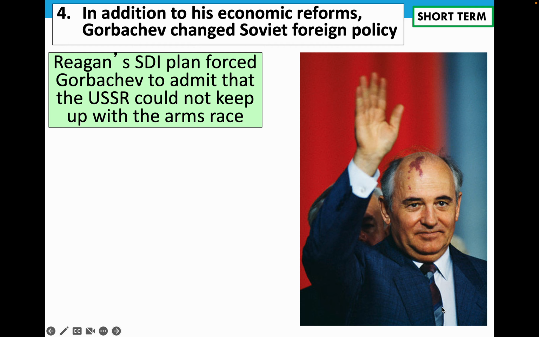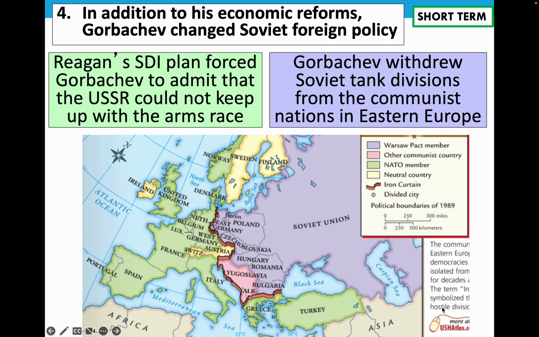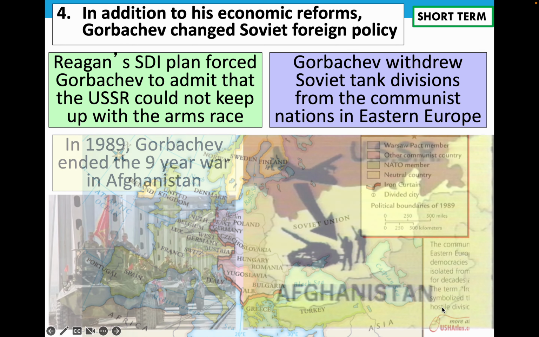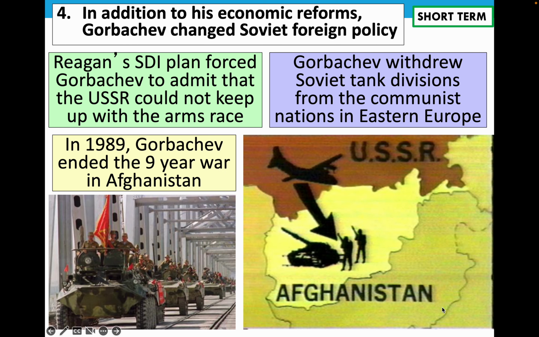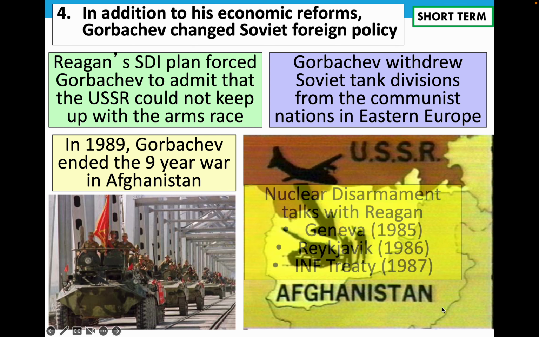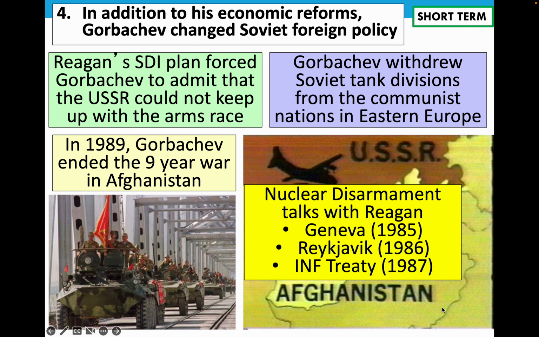Because after all, Reagan's SDI plan forced Gorbachev to admit that the USSR could not keep up with the arms race, which is why Gorbachev decided to withdraw tanks from the communist nations in Eastern Europe and ended the 9-year war in Afghanistan. You realize he also made a lot of effort in meeting up with Reagan to discuss nuclear disarmament. So all these actions definitely show that Gorbachev's USSR is very much different from the USSR that we used to know when we're learning about the Cold War.